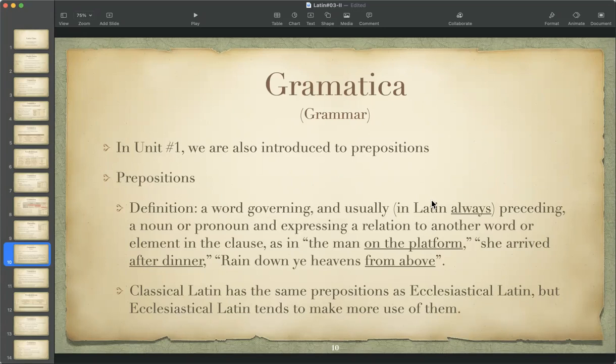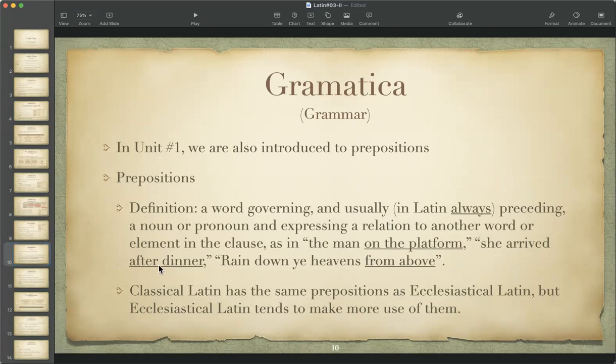And usually, but always in Latin, preceding a noun or pronoun and expressing a relation to another word or element in the clause. Well, what does that mean? Well, the man on the platform. On is the preposition, and it's showing you what the relationship between man and platform is. So it's the man on the platform, okay?